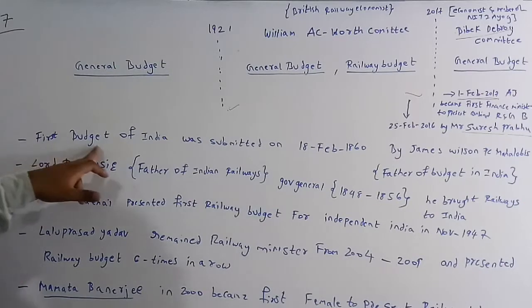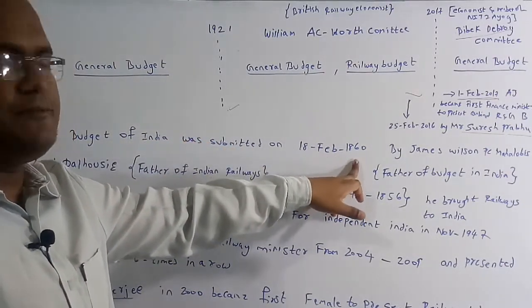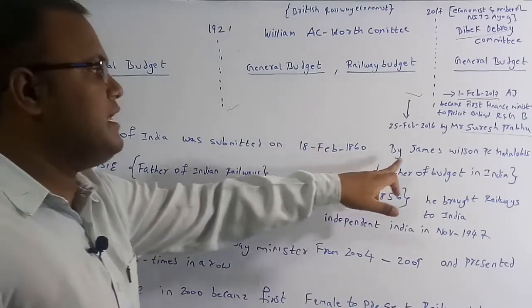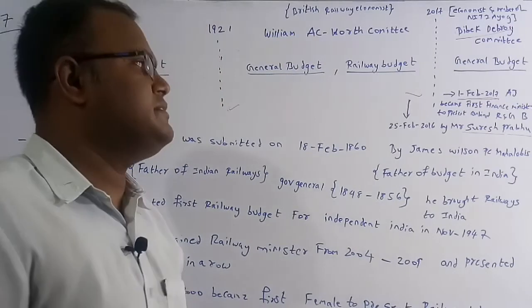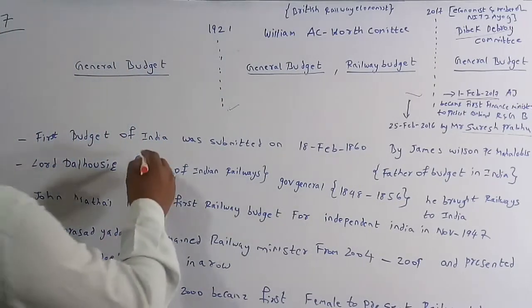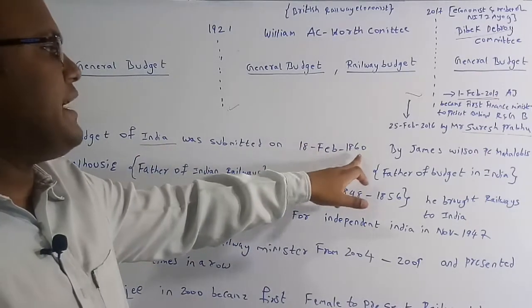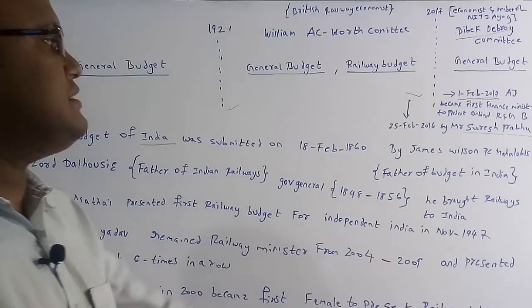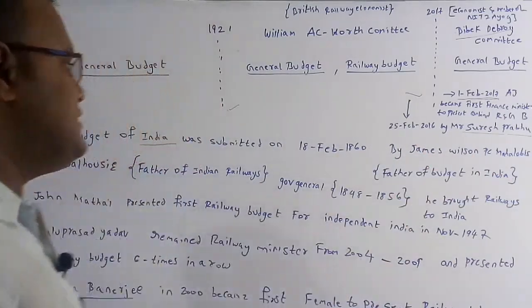See, the first budget of India was submitted on the 18th February 1860 by James Wilson, P.C. Mahalanobis. He is called the father of the budget in India. The first budget of India means British India. The first budget of British India was submitted on the 18th February 1860 by James Wilson, P.C. Mahalanobis, who is considered the father of the budget in India.